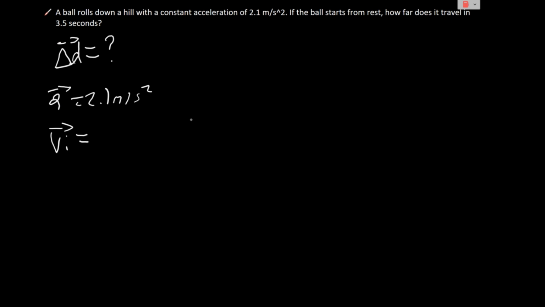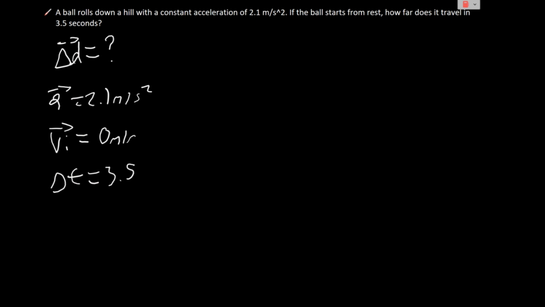A ball rolls down a hill with a constant acceleration of 2.1 meters per second squared. If the ball is at rest, how far does it travel in 3.5 seconds? While looking at this question, it looks like we are solving for displacement. We are given the values of our acceleration, 2.1 meters per second squared, and for our initial velocity, the ball is at rest, so it is 0 meters per second, and our time is 3.5 seconds.